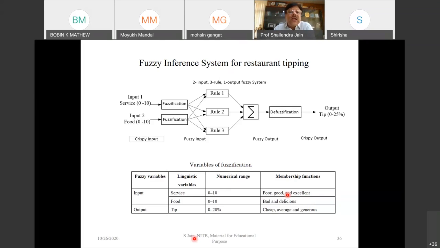Then similarly for the output, my tip, the numerical range is 0 to 20% of my bill amount, whereas the membership function can be: your tip can be cheap, average, or generous. So all this is the part of fuzzification, where for the input we have given the numerical range, we have defined the linguistic variables, and we have defined the membership function. Then we will write the rules.